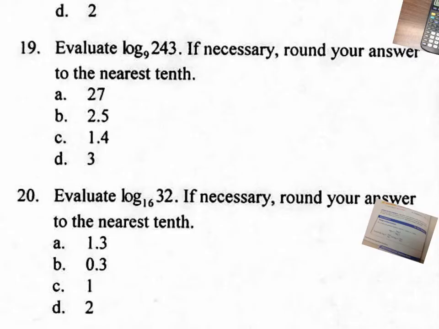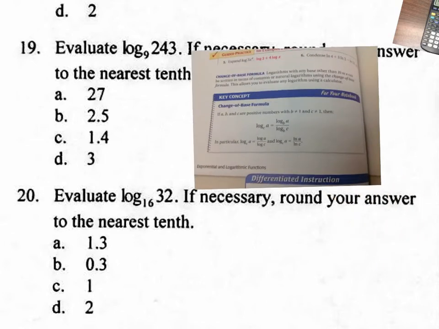Cool. Number 19, you want to evaluate that logarithm. And it says, if necessary, round your answer to the nearest tenth. Now that logarithm, you're going to have to use the change of base formula. Now your calculators don't do base 9, right? They either do base 10 or base E, which is the ln button. So we first need to know what the change of base formula is. This is from our textbook.